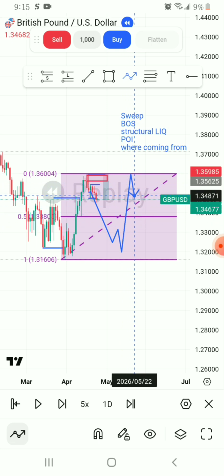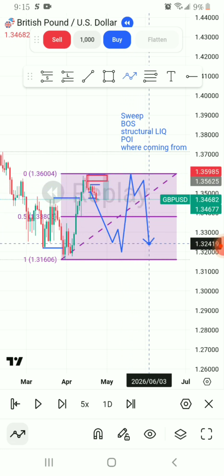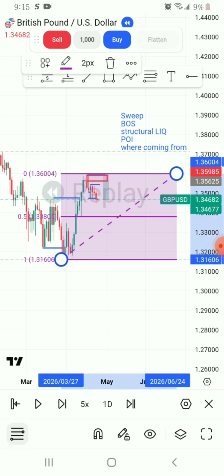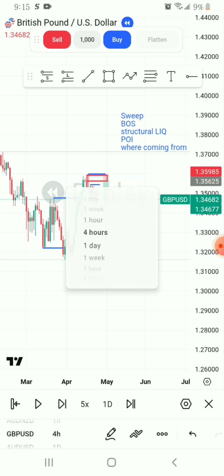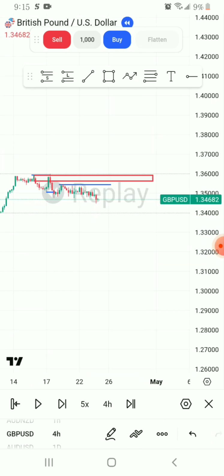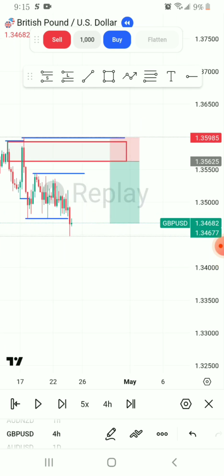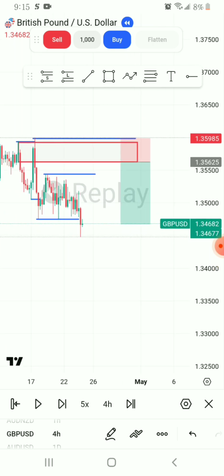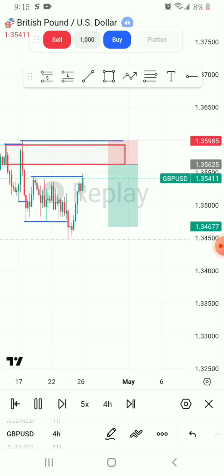We want to be selling here. So that's just it. Now we know that this is an area to focus on sales, so we know where price is coming from. Now we've got our criteria. So now let's see what price did.